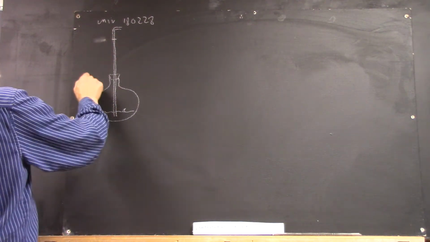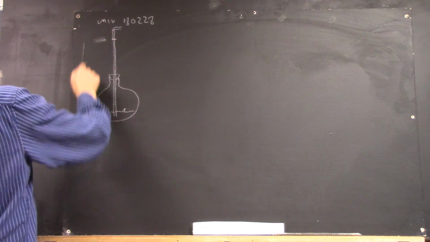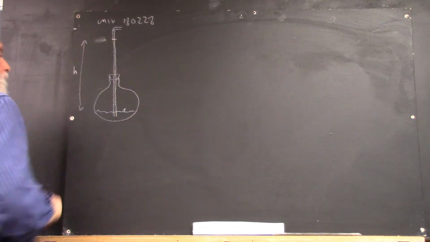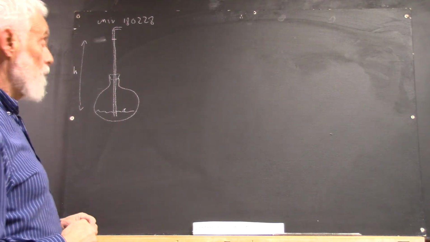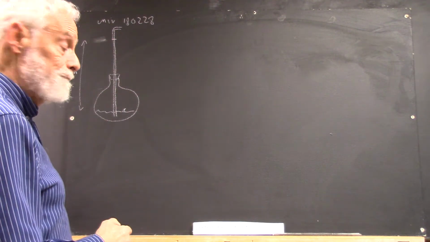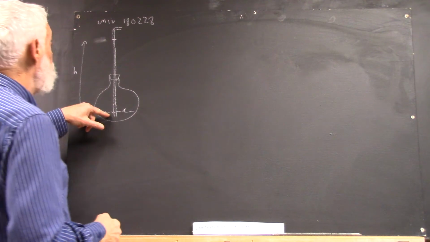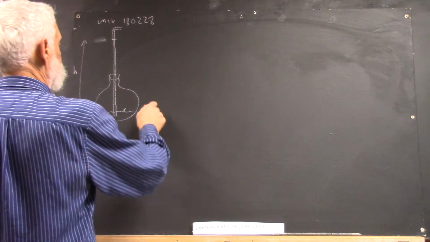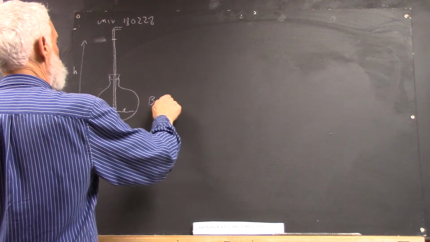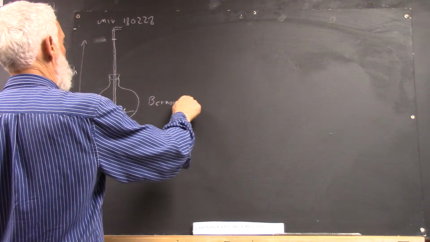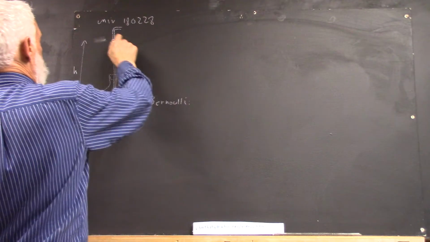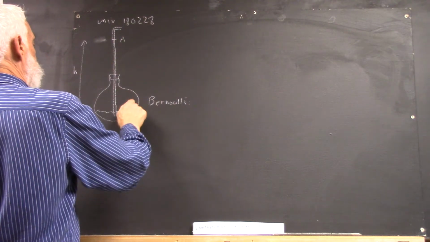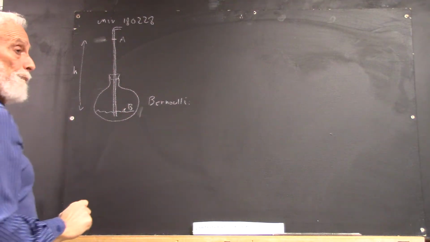So h would be the distance from here to here. By Bernoulli's equation, the pressure here differs from the pressure here. Let's call this point A, call this point B, and B is inside here, okay?